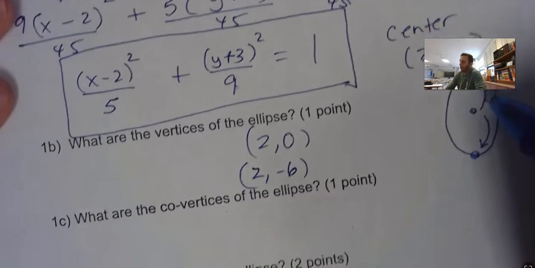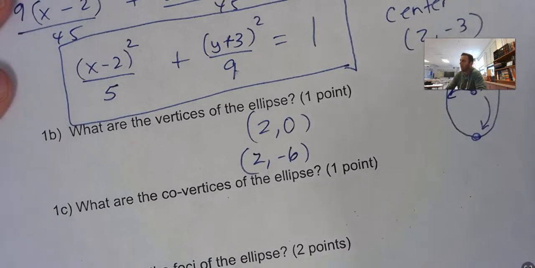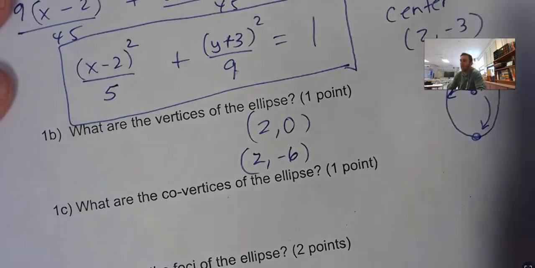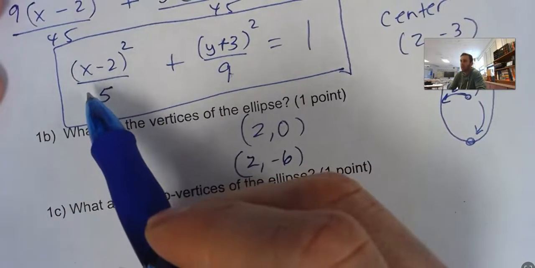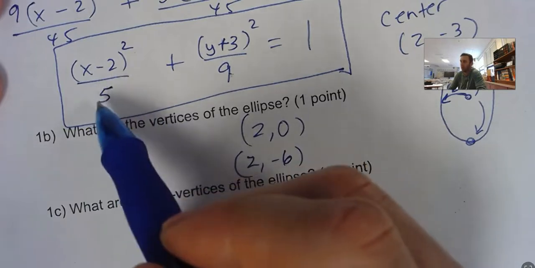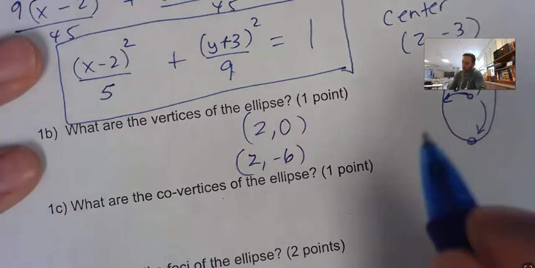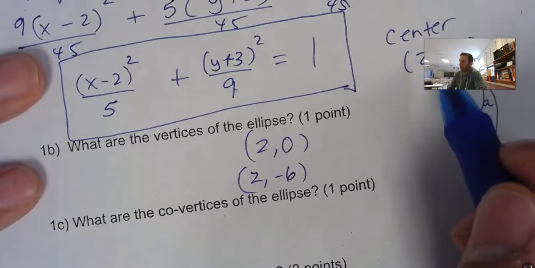Going left and right will get us our co-vertices, and that, remember, is b. You can figure out how much you go left or right by looking at this number. But this is b squared, so the square root of this number tells us how much we go left and right. So I'm going left the square root of 5 and right the square root of 5. That's going to affect my x-coordinate.